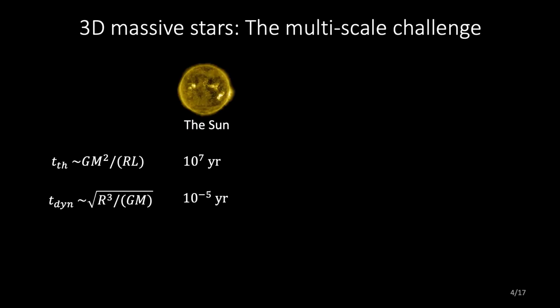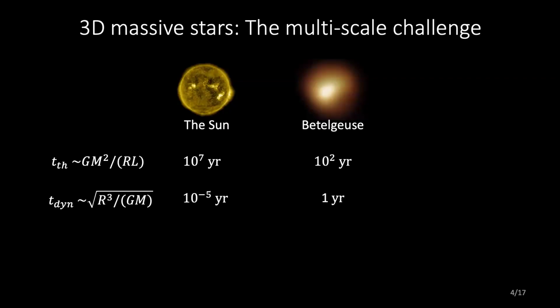The answer is no, because if you look at these more massive stars like Betelgeuse, which is about 10 times more massive than our sun, and 1,000 times bigger than our sun, then if you look at, for example, the thermal timescale in the envelope and the dynamical timescale, they actually become quite comparable.